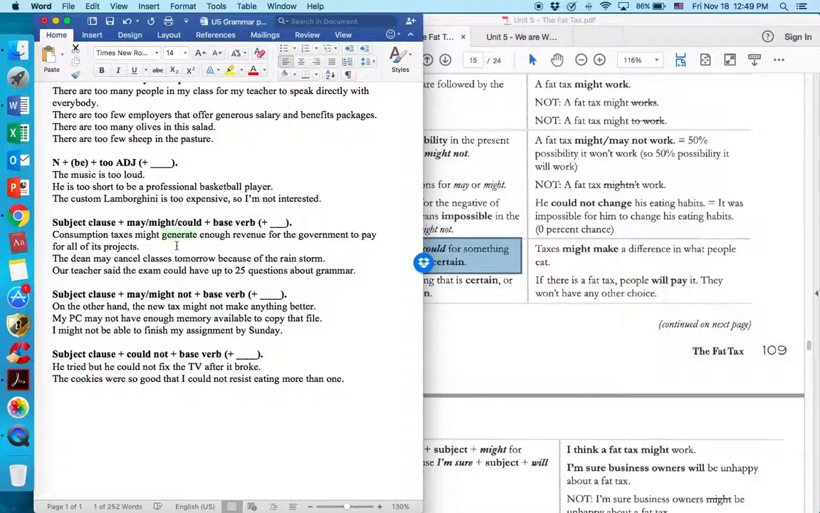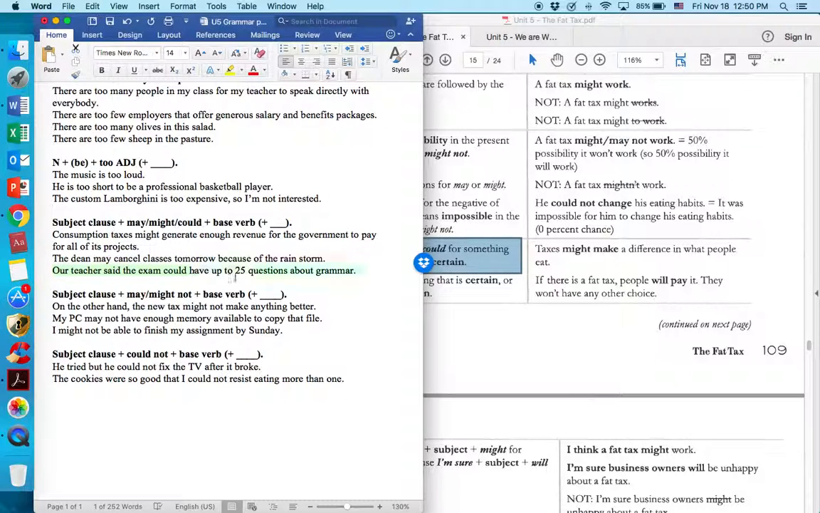Generate means create or make. The dean may cancel classes tomorrow because of the rainstorm. Here's our subject, our modal of possibility. It is possible that he will or could. It's possible that he may cancel classes tomorrow because of the rainstorm, right?